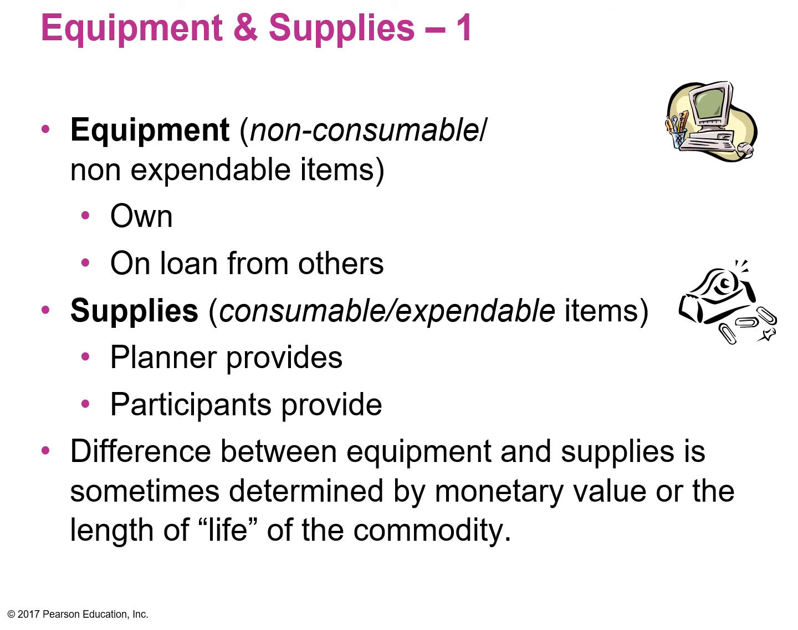So the difference between equipment and supplies is determined by the monetary value or the life of the commodity. Again, equipment is non-consumable. It's something that you own, whereas supplies are something that you use that is consumable, expendable, and might not be there by the end. So again, that's equipment versus supplies.